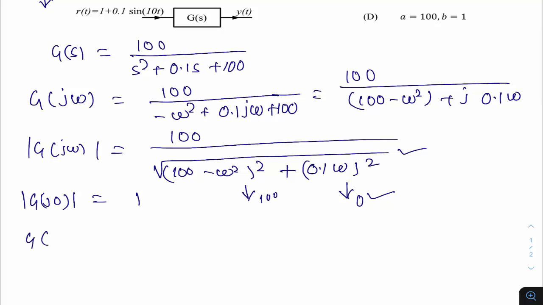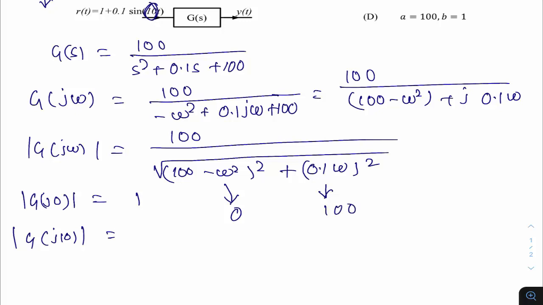So what is G of j10? Why am I finding G of j10? Because in the input the frequency is 10, sin 10t. So I'll be substituting ω equal to 10. If I substitute ω equal to 10, this term will be 0 because 100 minus 10 squared is 0. And this term will be 0.1 into 10, which is 1, and 1 squared is 1. So it is 100 divided by 1, and G of j10 is basically 100.